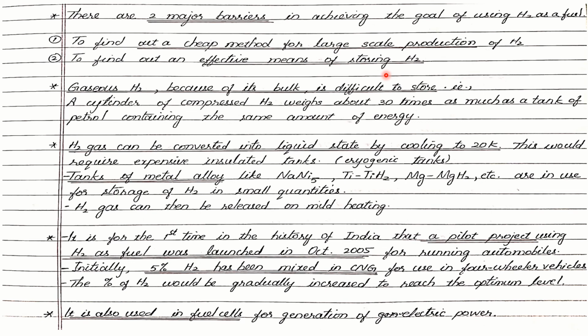Hydrogen can be stored both in gaseous and liquid forms. Gaseous hydrogen, because of its bulk, is difficult to store. That is, a cylinder of compressed hydrogen weighs about 30 times as much as a tank of petrol containing the same amount of energy. However, liquid hydrogen can be stored relatively easily and safely in cryogenic tanks. Hydrogen gas can be converted into liquid state by cooling to 20 Kelvin.